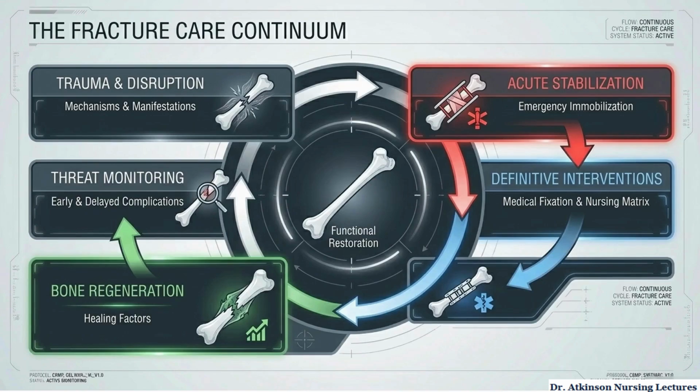Fracture care is a continuous process that moves from injury recognition to stabilization, definitive repair, healing, and long-term complication monitoring. Early priorities include immobilization, neurovascular protection, pain control, and prevention of shock, infection, and compartment syndrome. Definitive management uses reduction and fixation to restore alignment, while bone healing progresses over weeks to months. Across every stage, the nursing goal remains functional restoration, not just healing the fracture, but helping the patient regain safe mobility, independence, and quality of life.